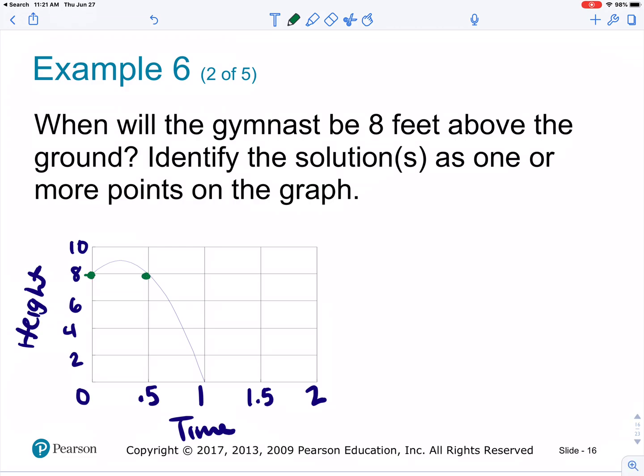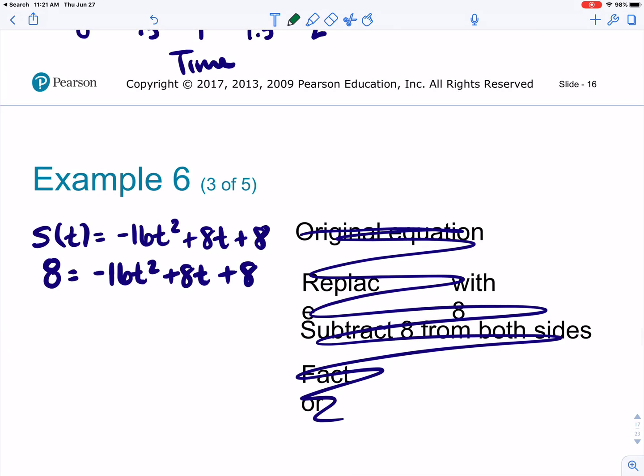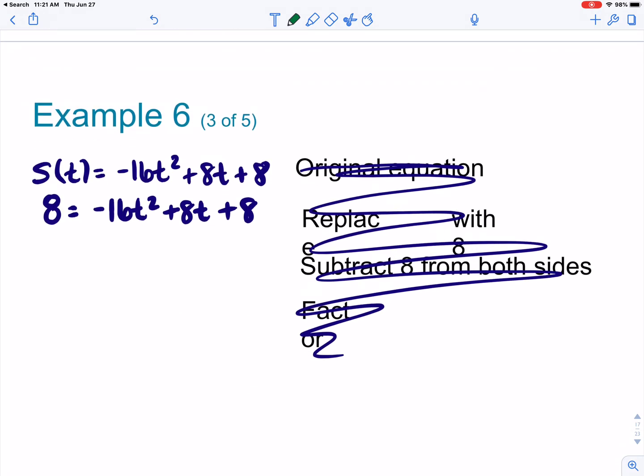If I look at that graph, she's going to be 8 at time equals 0 and time equals 0.5 of a second. I can tell that by the graph. Now I'm going to solve it using algebra to see if I get the same solution. So here's the original equation. Remember, s of t is height, so that's why I put the 8 there.